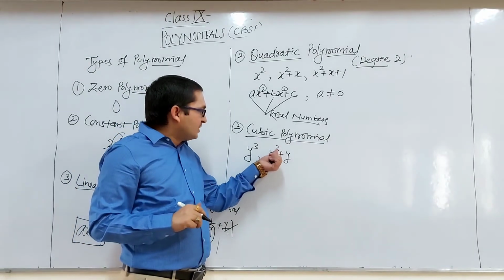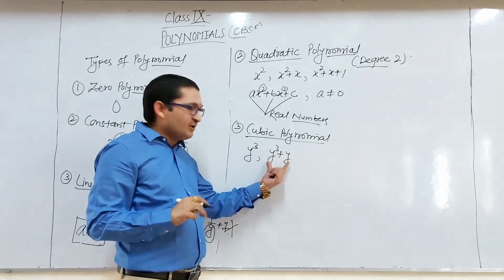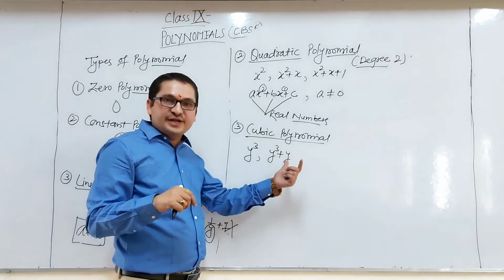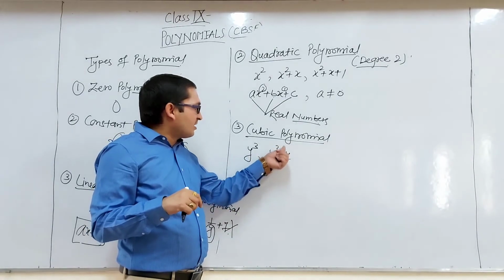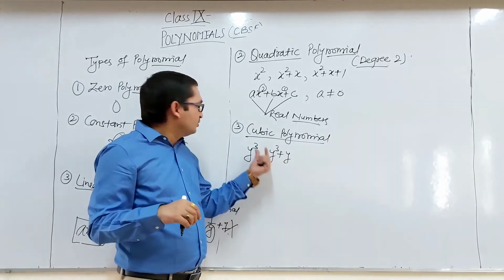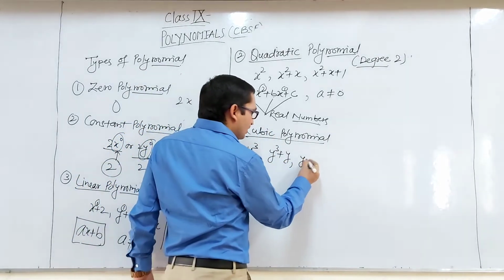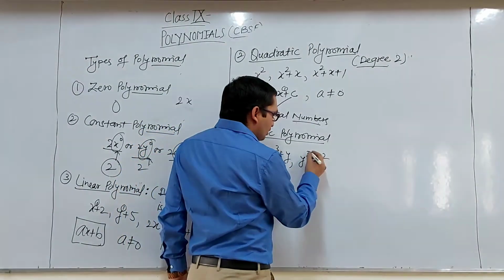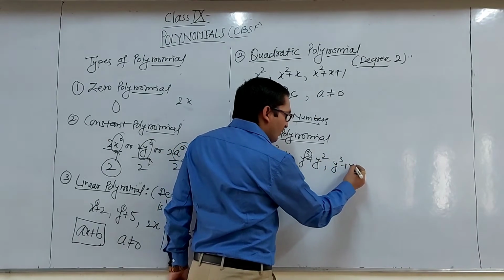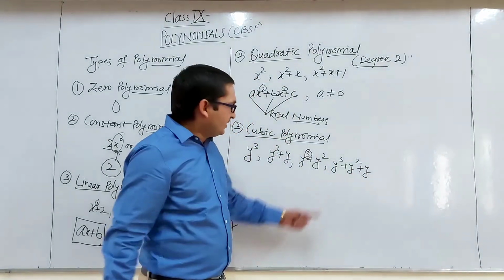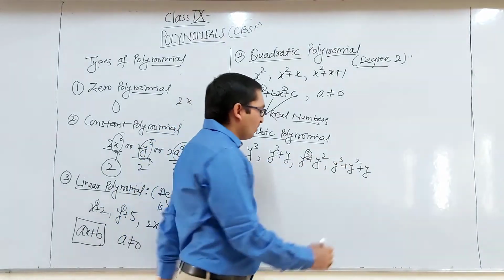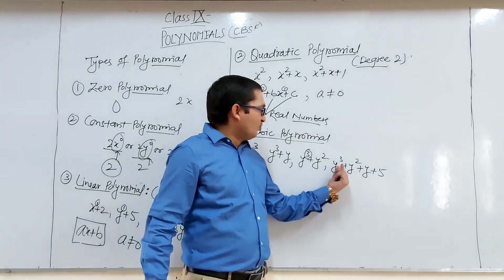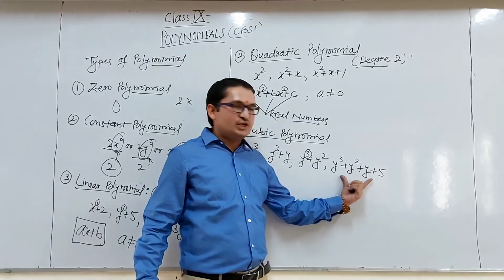The reason is that you just have to check the degree of the polynomial. First, y cube plus y is a polynomial because the power of each variable is a positive integer. And second, the highest power is 3, meaning the degree of this polynomial is 3. So therefore this is a cubic polynomial. y cube plus y square, what is the degree? y cube, 3. Now y cube plus y square plus y. What is the degree? 3, the highest power of the variable. So this is a cubic polynomial. If you add 5 to this polynomial, y cube plus y square plus y plus 5, this is also a cubic polynomial.